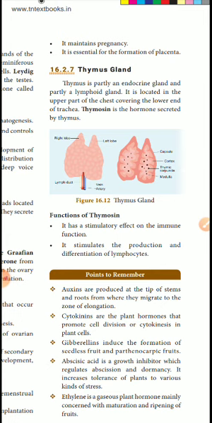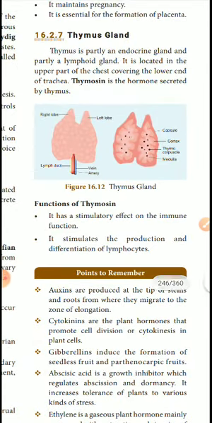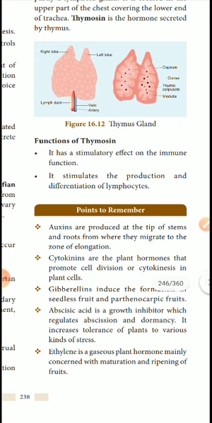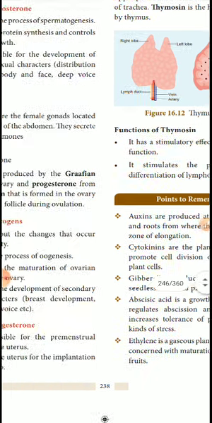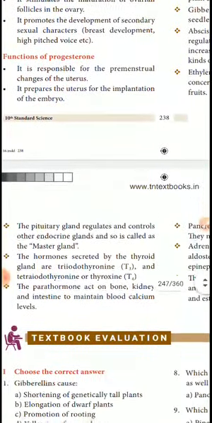The thymus gland is the last gland. It is a lymphoid gland located in the upper part of the chest, covering the lower part of the trachea. It secretes the hormone thymosin. What is the function of thymosin? It affects the immune function and production and differentiation of the lymphocytes. So this is the function.